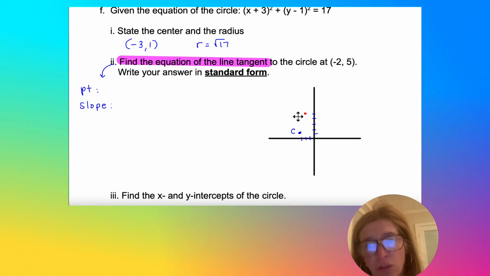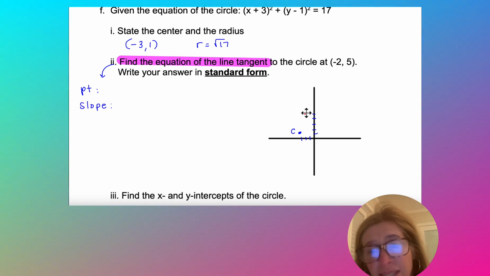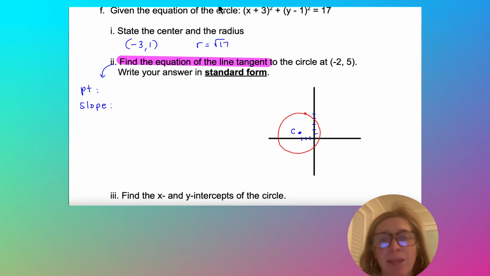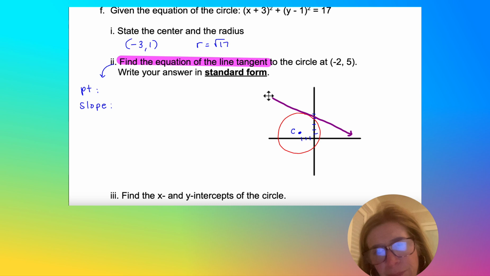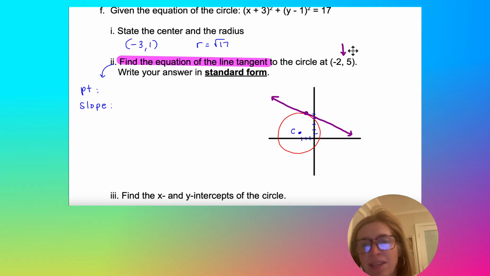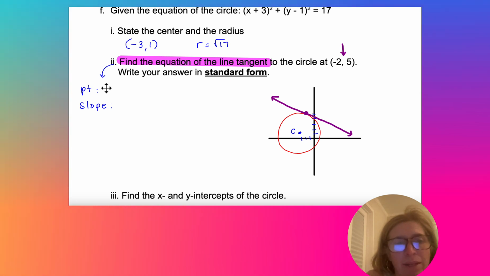I know that the line is tangent to the circle at that point, so that means that point is actually on the circle. So I've got a picture, maybe something like that, and the tangent line goes maybe something like that. So I actually have a point on the line. I have the point of tangency. It's on the circle and on the line. So that's my point, negative 2, 5.